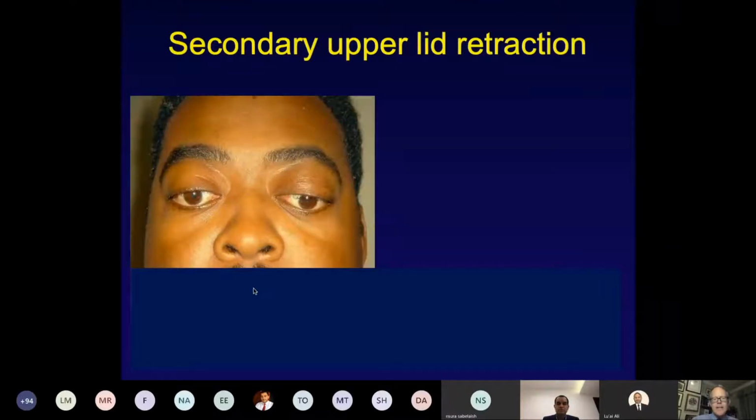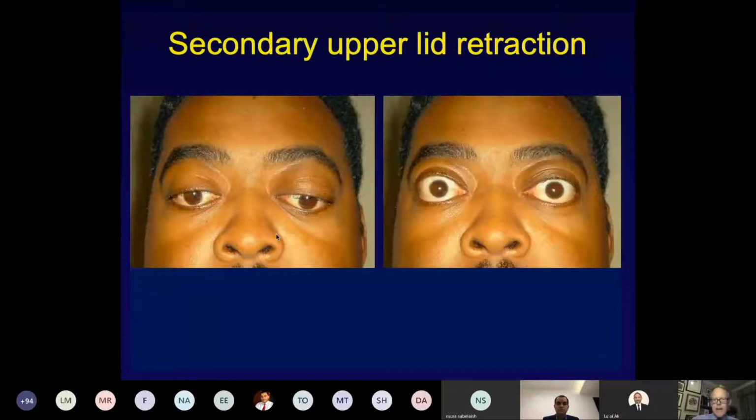Now, here's the other case, which is secondary upper lid retraction. Here's a gentleman. He's looking a little bit down. He's not particularly retracted, but here he is.